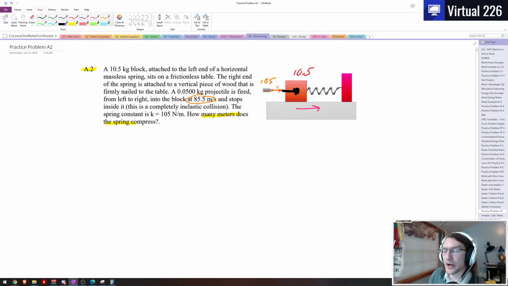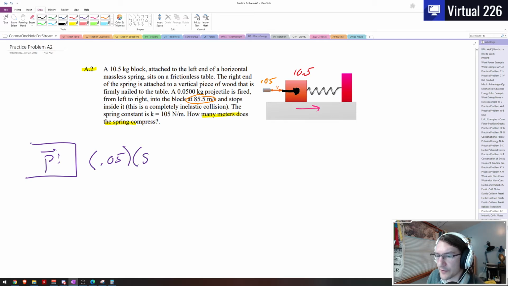So the way we solve problems like this is we always conserve momentum. Energy isn't conserved, but momentum definitely is. And if you recall from Unit 7, whenever we conserve momentum, the initial momentum is equal to the final, and each momentum is a mass times a velocity. So for our first object, the bullet, the projectile, it has a mass of 0.05 kilograms, and it has a velocity of 85.5 meters per second. The initial momentum of the block is 0 because it's not moving.